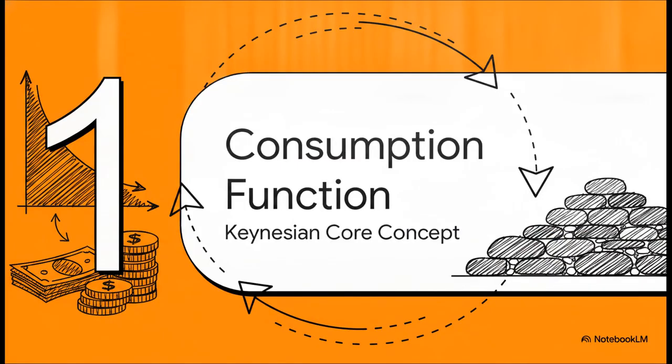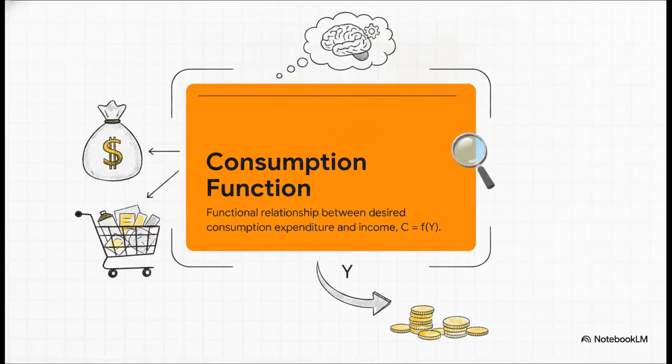All right, let's dive right into Section 1, the consumption function explained. At its core, the Keynesian consumption function is a brilliantly simple concept. It represents the functional relationship between desired consumption expenditure and income. Symbolically, we write this as C equals f of Y. So in the most basic terms, this equation is just telling us that how much you spend, represented by that big C, is a direct function of how much you make, represented by Y. Your spending doesn't just happen in a vacuum, right? It's completely anchored to your income.